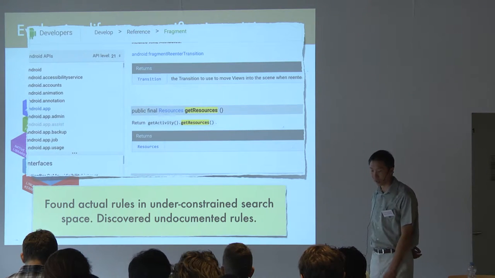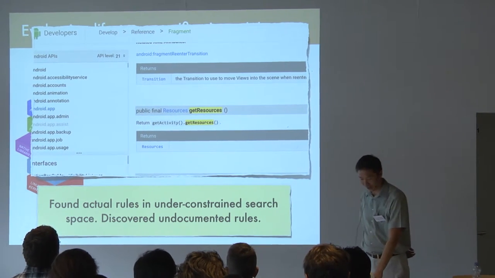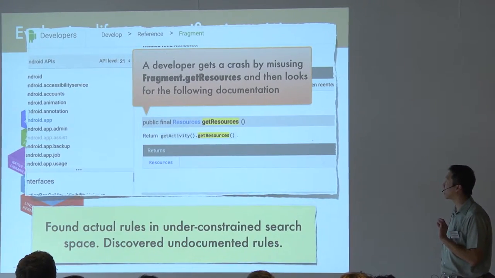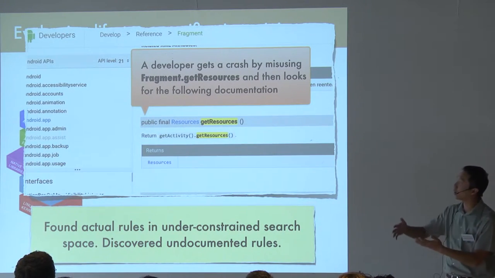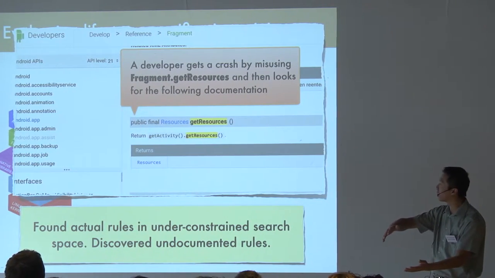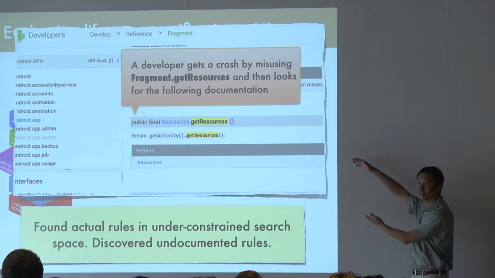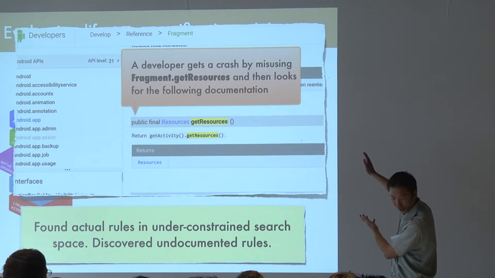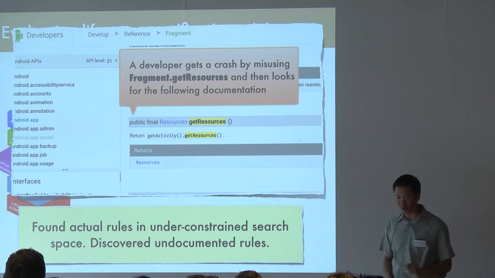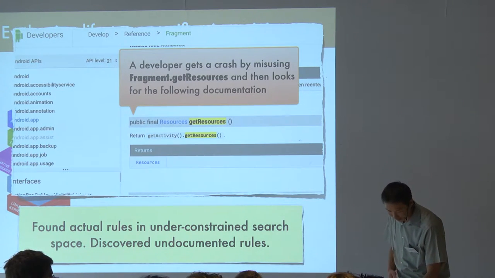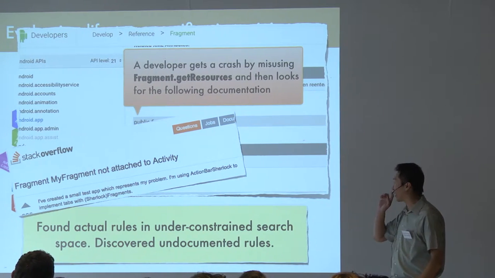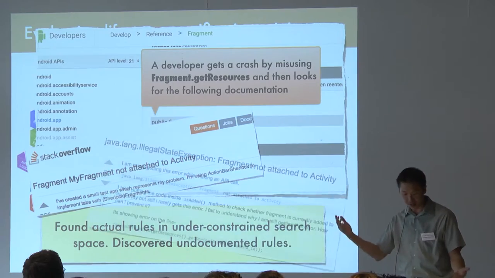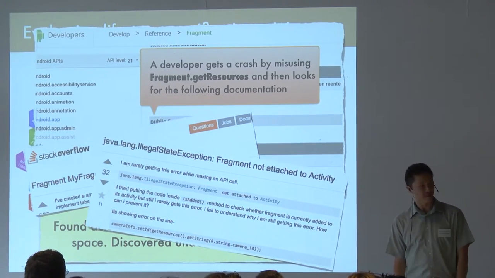So here's one such example. A developer can get a crash by misusing fragment.getResources, and then maybe goes to the Android developer documentation and gets this. I see smirks from people who know that this is just auto-generated. So this is essentially the null documentation, right? And after we got this, of course I just went to Stack Overflow and Googled fragment get resources, and indeed there are such posts about it.